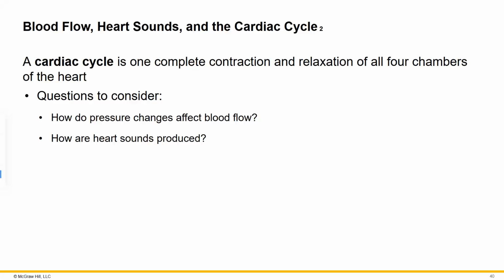Blood flow, heart sounds, and the cardiac cycle. So now we're putting it all together. A cardiac cycle is one complete contraction and relaxation of all four chambers of the heart. Remember, the two top ones contract at the same time and the two bottom ones contract at the same time. Questions to consider: how do pressure changes affect blood flow, and how are the heart sounds produced?